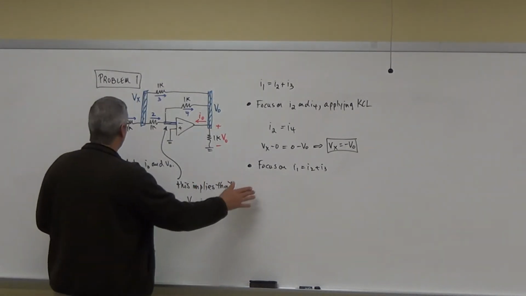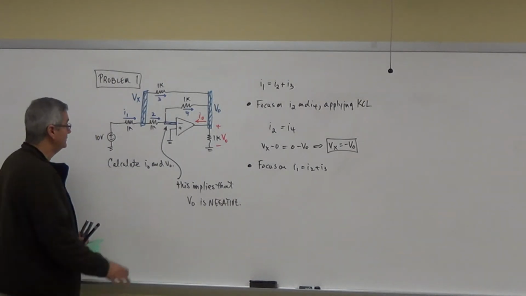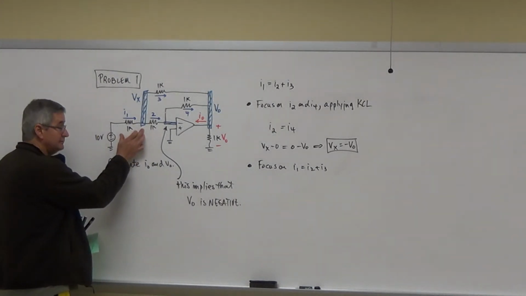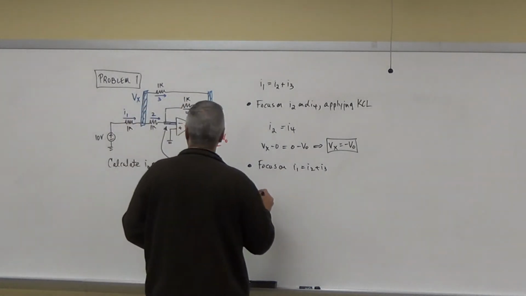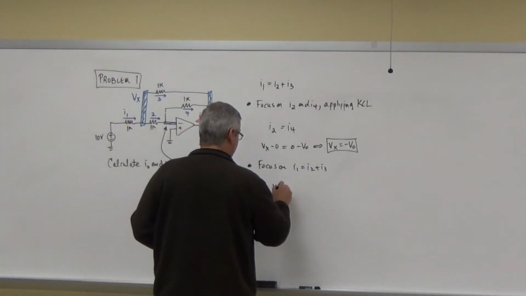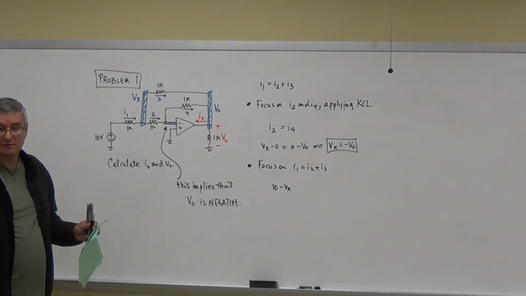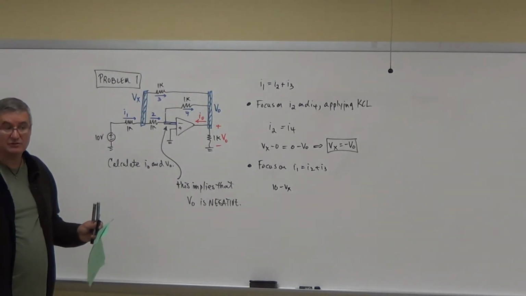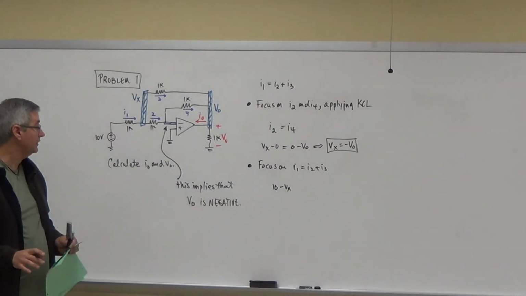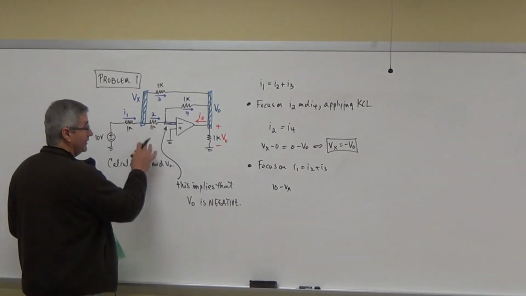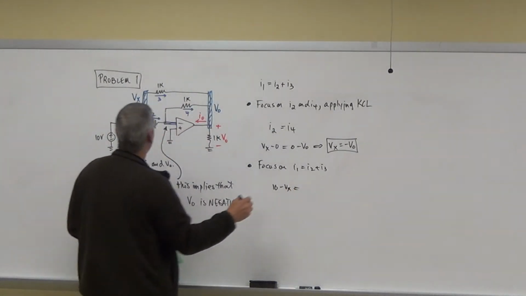So if I look at this guy, I've got to follow the current. So I'm going to look at this guy right here. If I look at I1, I should get 10 minus Vx. Now note, I'm dropping all the 1Ks. We know that the currents are going to be milliamps, so I'm dropping all the 1Ks. And then that current has to equal I2.